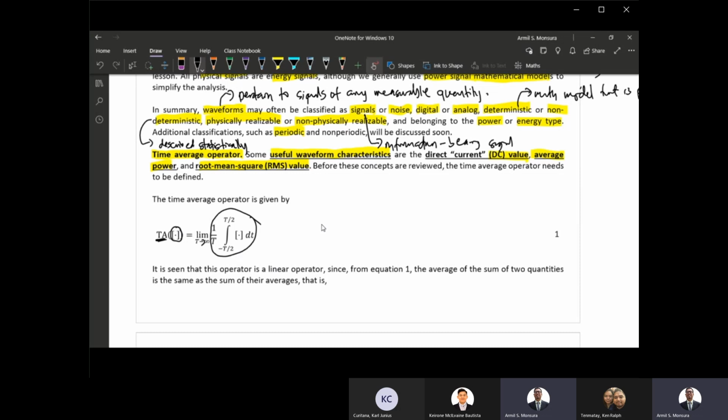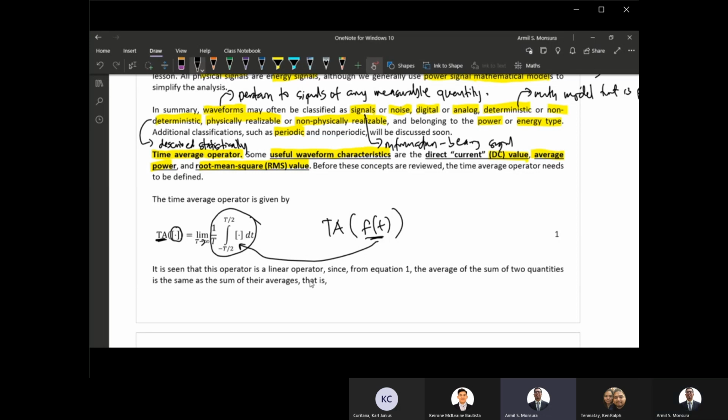Okay, is the operator. So which means if we have, say for example, TA, then we enclose something like f of t inside that one, it means that we are applying the time average operation on the function of t. So which means ipapalit natin tong f of t na to dun sa integral niya. Okay? So yun yung ibig sabihin ng notation na to.